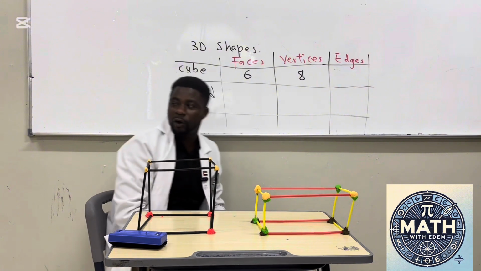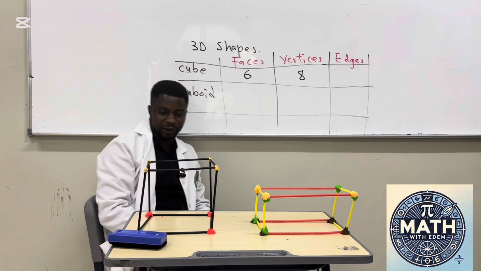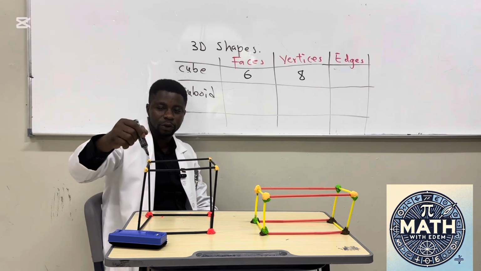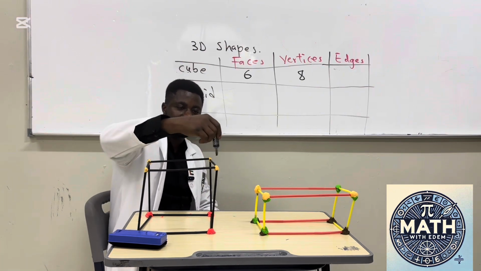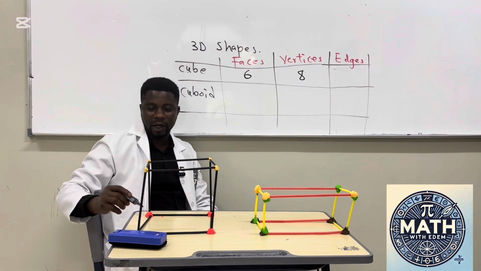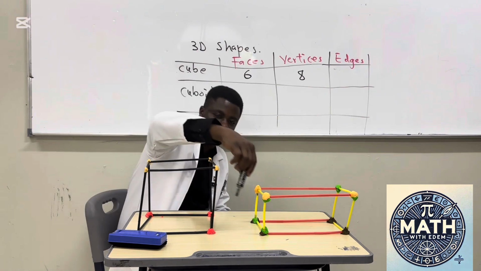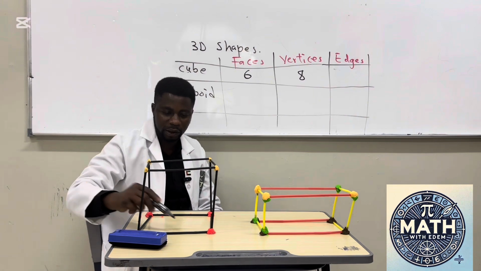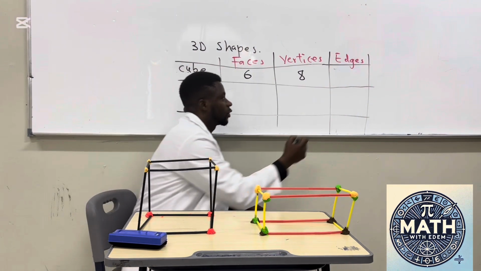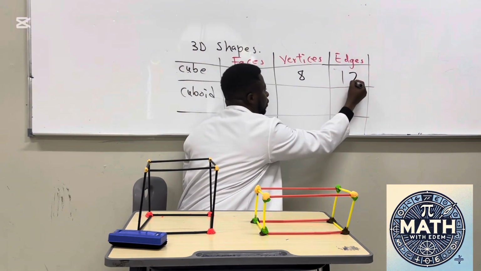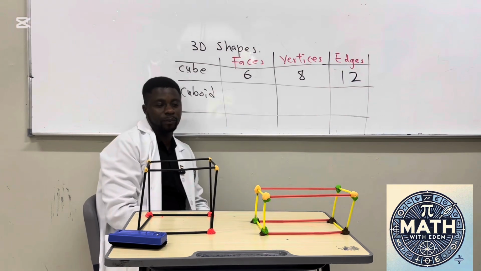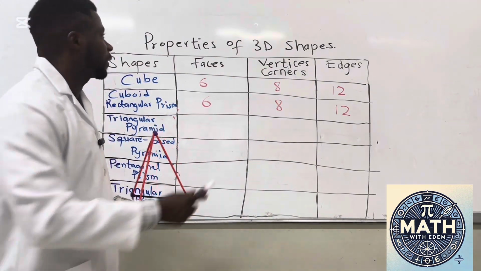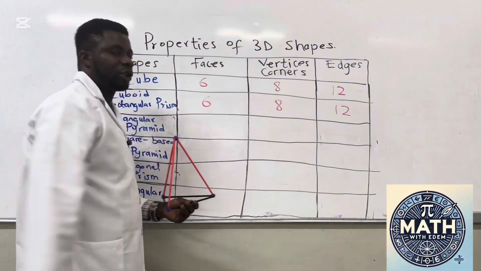Now we are going to count the edges. We have 1, 2, 3, 4, 5, 6, 7, 8, 9, 10, 11, and 12. So it has 12 edges.